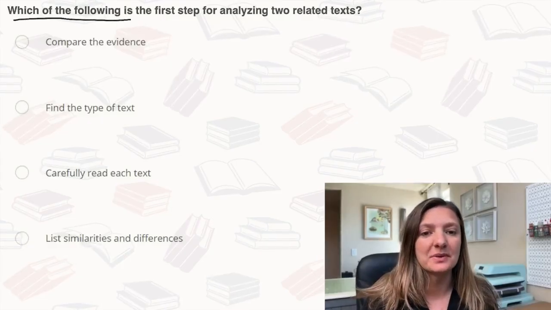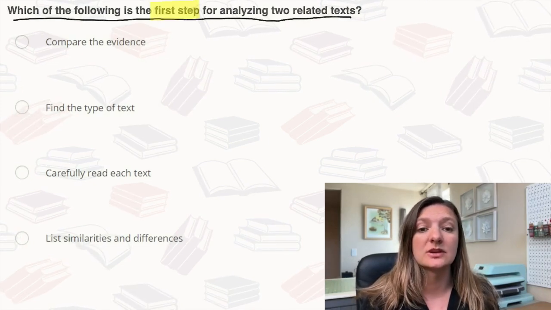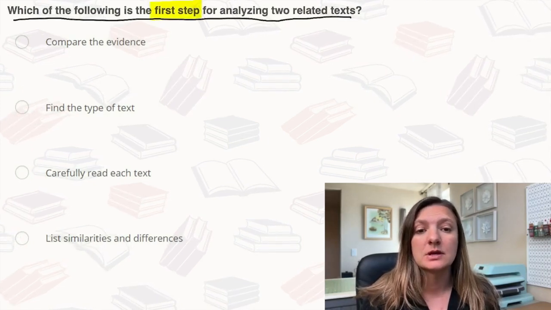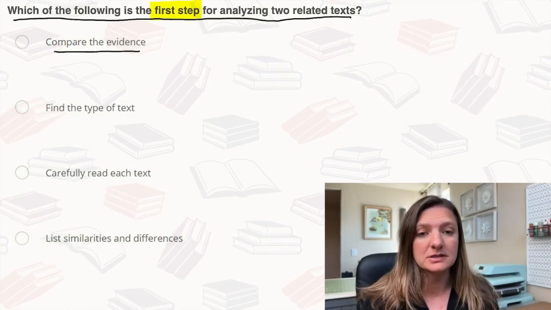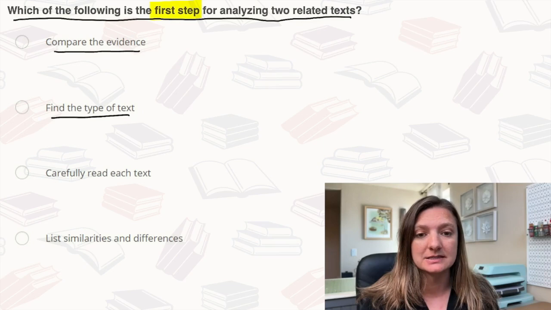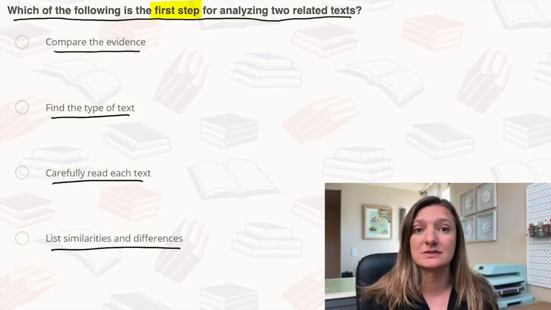Question 1. Which of the following is the first step for analyzing two related texts? So let's look at the first step. A is compare the evidence, which is important. B is find the type of text. C, carefully read each text. And D, list the similarities and differences.